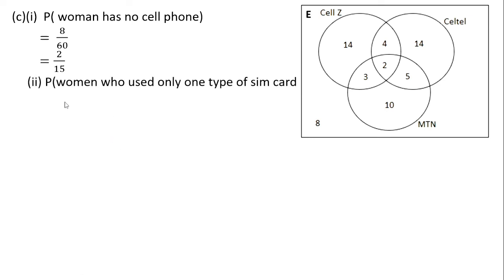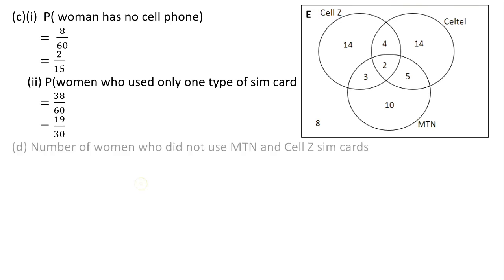What was the probability that when you pick a woman, the woman will only have one type of SIM card? For one type of SIM card, we have 14 who used Cell Z only, 14 who used Celtel only, and 10 who used MTN. If you add those, you get 38 over all total possible outcomes, which is 60. Take that to its lowest terms, and you find that the probability is 19 over 30.